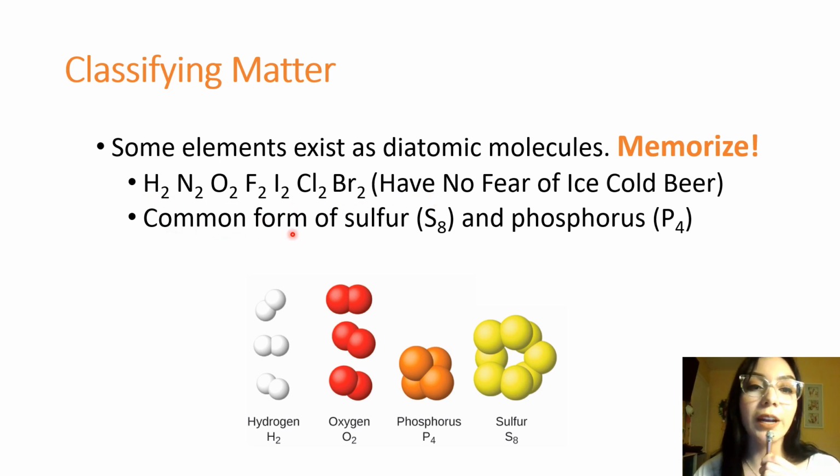Now, I do want to point out that sulfur and phosphorus exist as polyatomic molecules. So sulfur exists as S8, you can see it right here, and then phosphorus exists as P4. I don't think these are as important, but just recognize these in the future when we start working with chemical reactions. Just know what those are, polyatomic molecules and diatomic molecules.